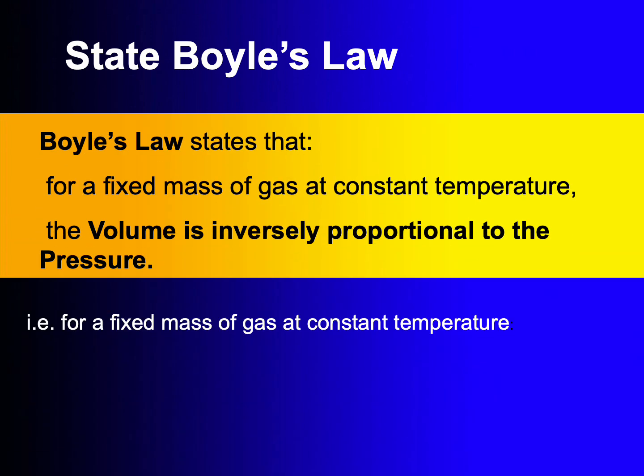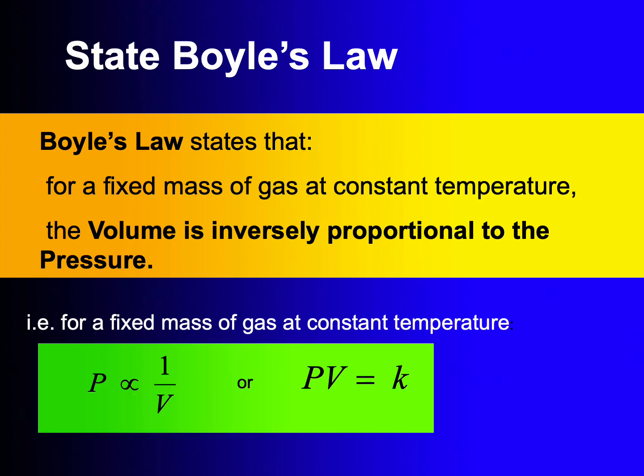So you need to be able to define it, first of all, that for a fixed mass of gas at a constant temperature, your volume is inversely proportional to the pressure. And when we put this into a formula, we have pressure proportional to 1 over the volume. So when that volume is in the denominator of the fraction, that means that it's inversely proportional.